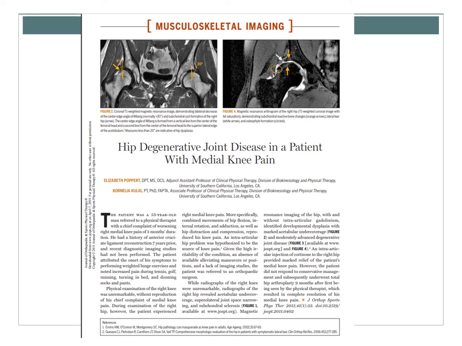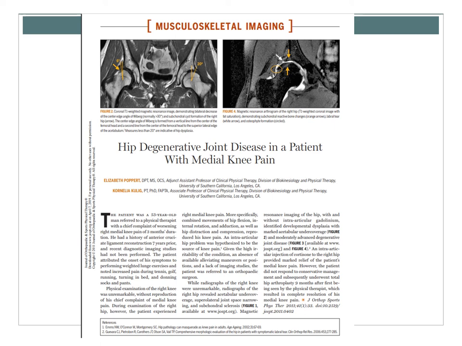This particular patient was a 53-year-old individual who was referred to a physical therapist with a primary complaint of worsening right knee pain. He had a history of ACL reconstruction several years prior, and no diagnostic imaging had been done to this point. He talks about his increase in pain, perhaps related to some exercises he was doing in the gym, and he had pain now with activities like tennis, golf, running, and turning in bed, and then donning and doffing his socks and his pants. The key thing here is that he had a primary complaint of knee pain, right?